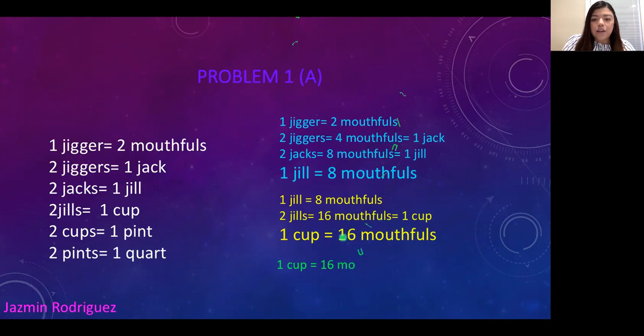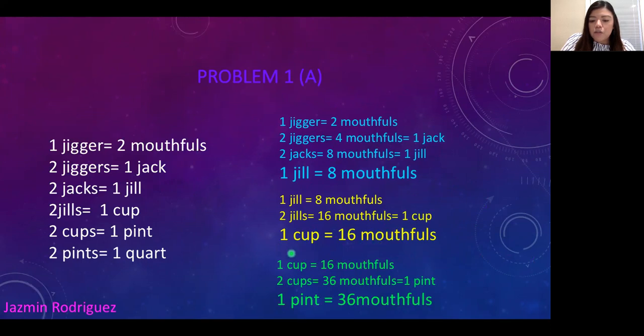And finally, how many mouthfuls is there in a pint? Once again, we just determined that there are 16 mouthfuls in a cup, correct? Okay. Once again, we'll double the number of cups to 2, which will also double our number of mouthfuls to 36. So 2 cups is equal to 36 mouthfuls, which is the same thing as a pint. And we can check over here on our provided data. 2 cups is equal to 1 pint. Therefore, 1 pint is equal to 36 mouthfuls.